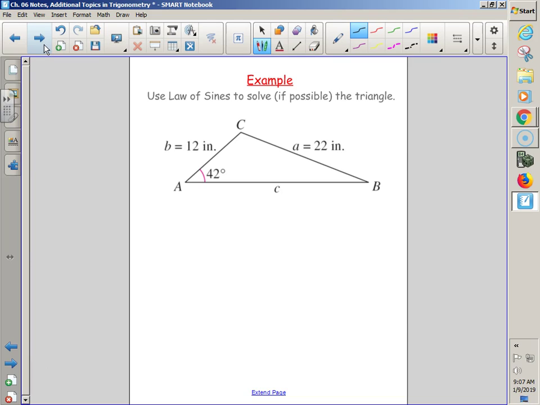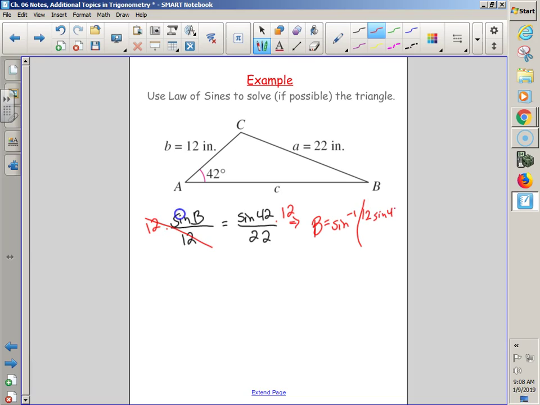So as you plugged in, I'm hoping that you plugged into the formula sine of B over 12 equals sine of 42 over 22. Do you agree? Yeah. And if you rearrange that a little bit, hopefully you ended up with B is equal to sine inverse of what? Well, I multiply both sides by 12. But then how do I get to B with sine of B? Inverse of both sides. So I'm going to end up with 12 times sine of 42 all over 22.